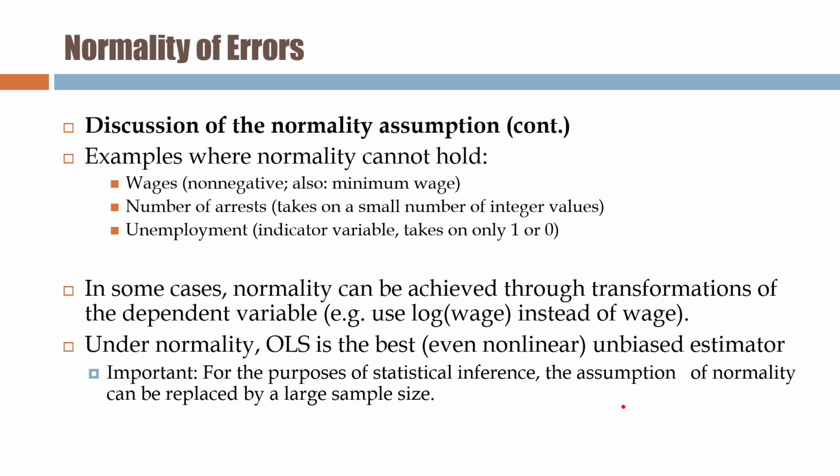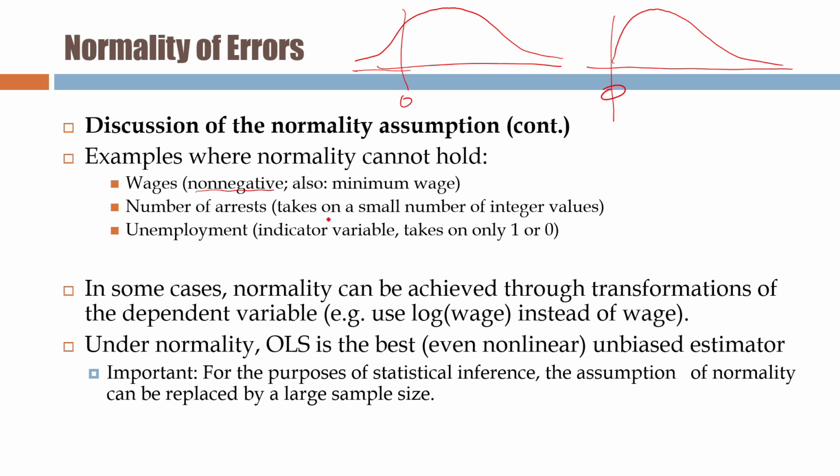So, some examples where normality cannot hold. Wage, non-negativity. The normal distribution looks something like this. But what if there is a zero here? The distribution is usually skewed because you cannot have less than zero. It usually looks like this, right? So this cannot be normal. Non-negativity causes a non-normal form.